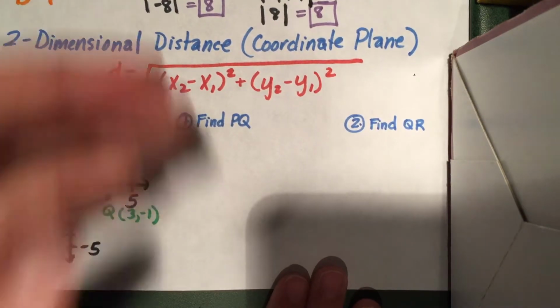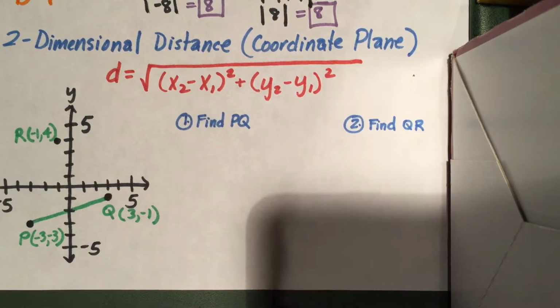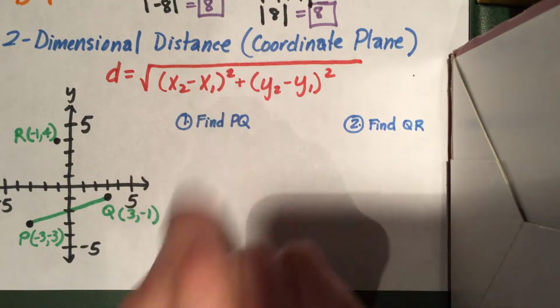Okay, so we're going to look at two-dimensional distance, which is the distance on the coordinate plane. We looked at one-dimensional distance, which is the number line. Now we're going to look at the coordinate plane. So I have a picture drawn for you. This is your distance formula.